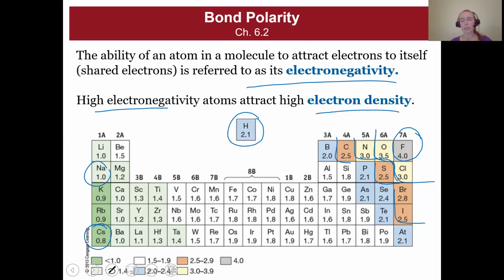So it's pretty much just like electron affinity, except now we're talking about the ability to attract electrons within a bond. So it's got the same trend. We have high electronegativity to the upper right of the periodic table, low electronegativity on the lower left of the periodic table. And that is related to effective nuclear charge and atomic size, just like electron affinity was.